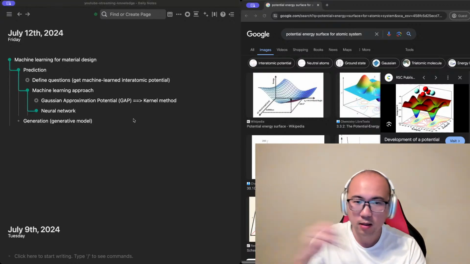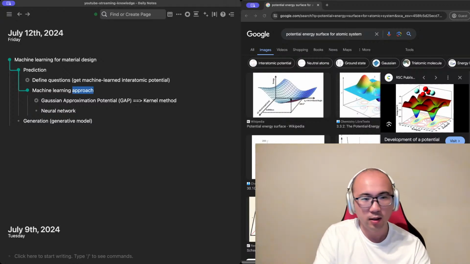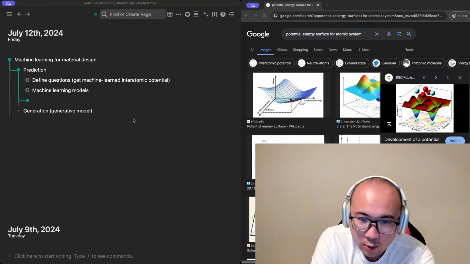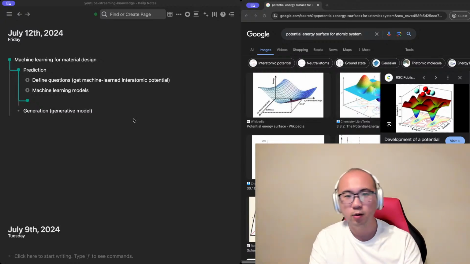And it's the neural network. Okay, so here's the machine learning models. Once we have the machine learning model, it's not enough. We also need to have the data.